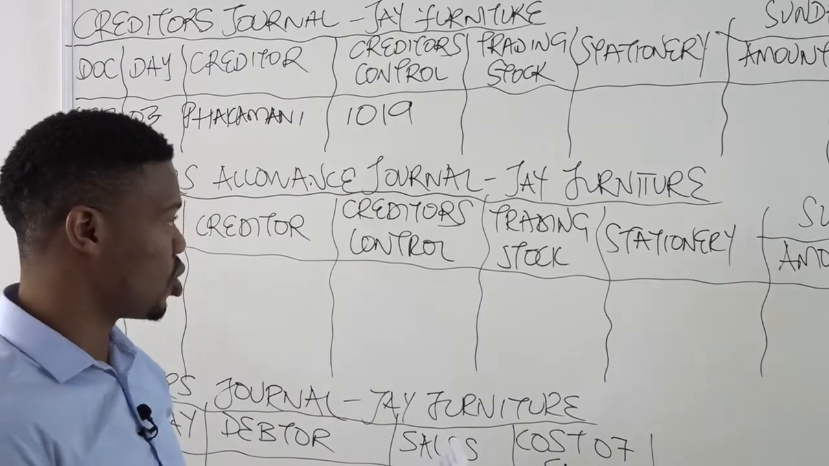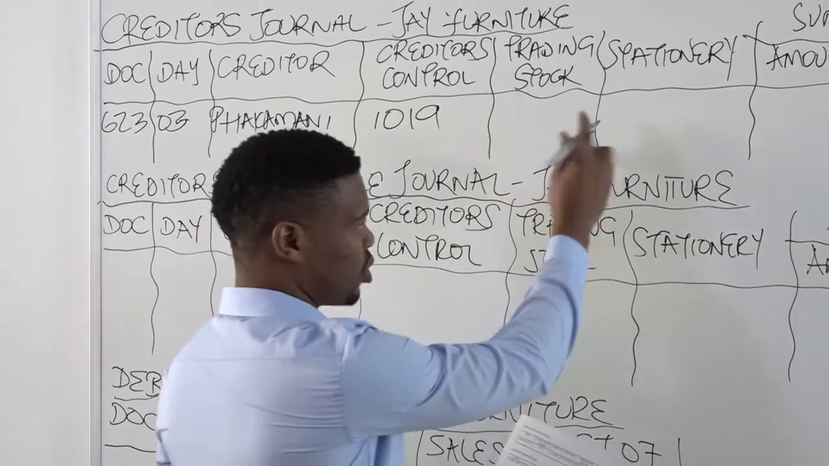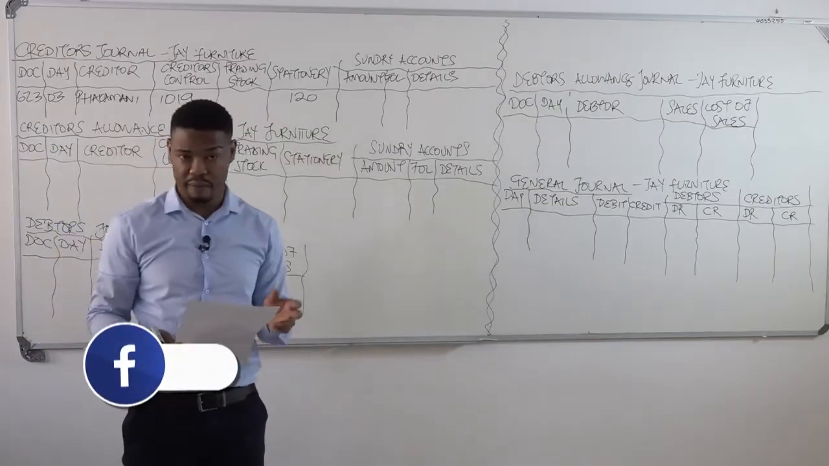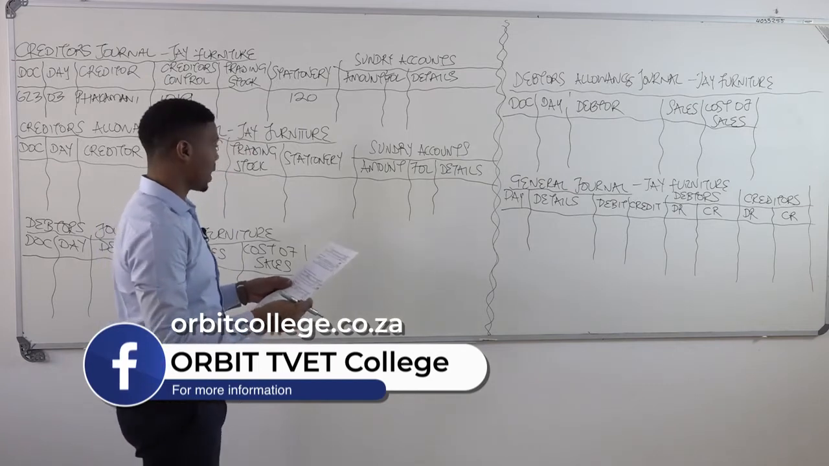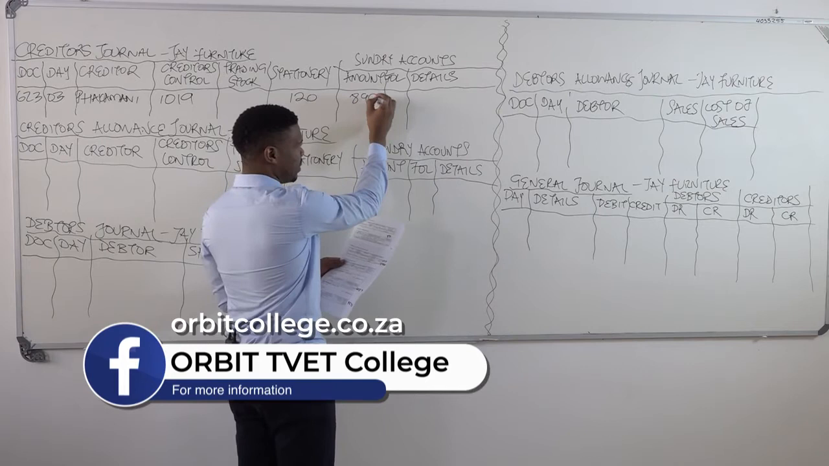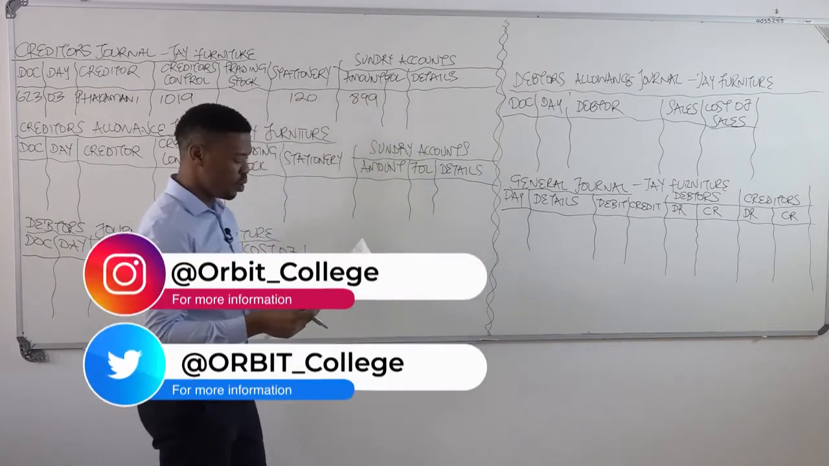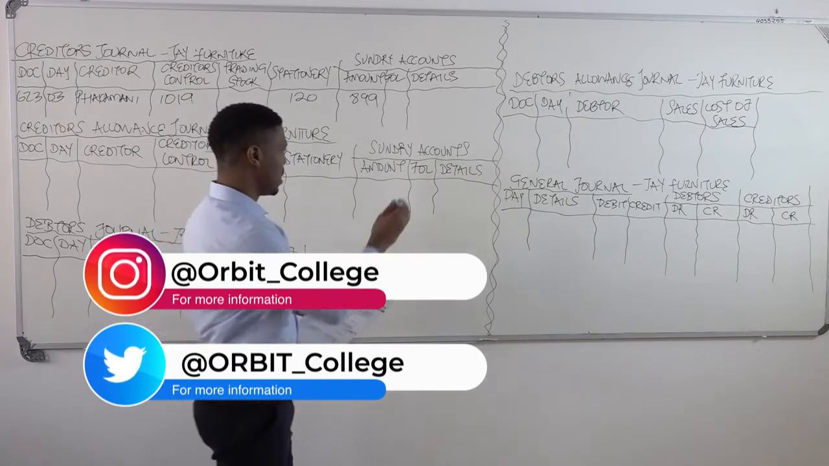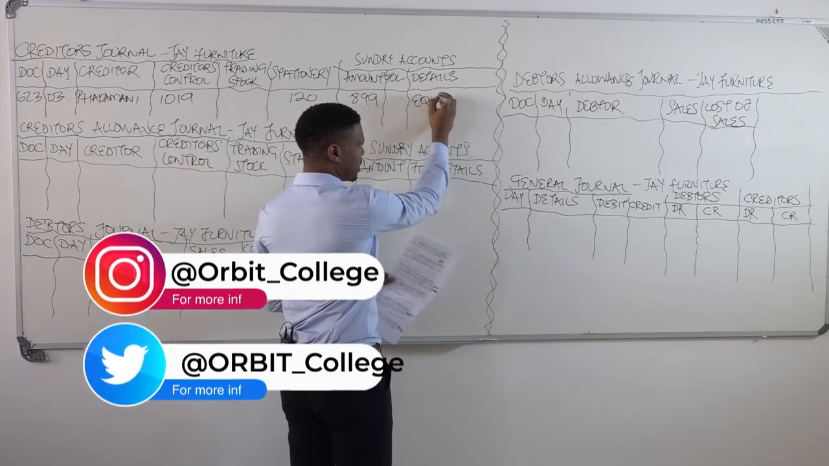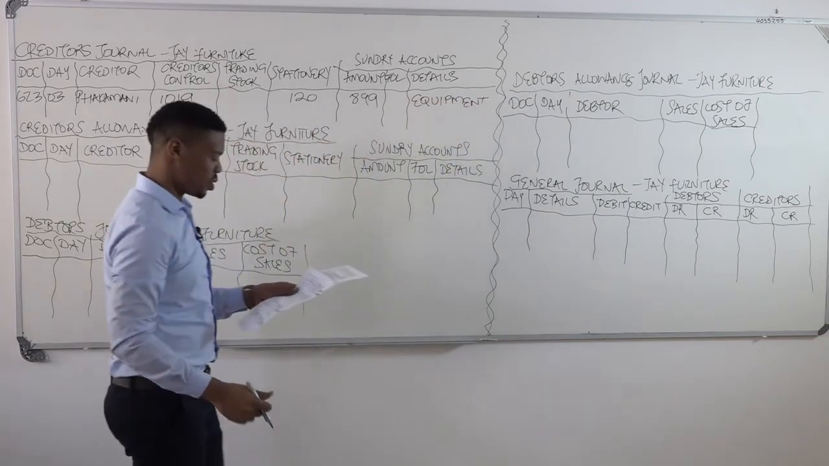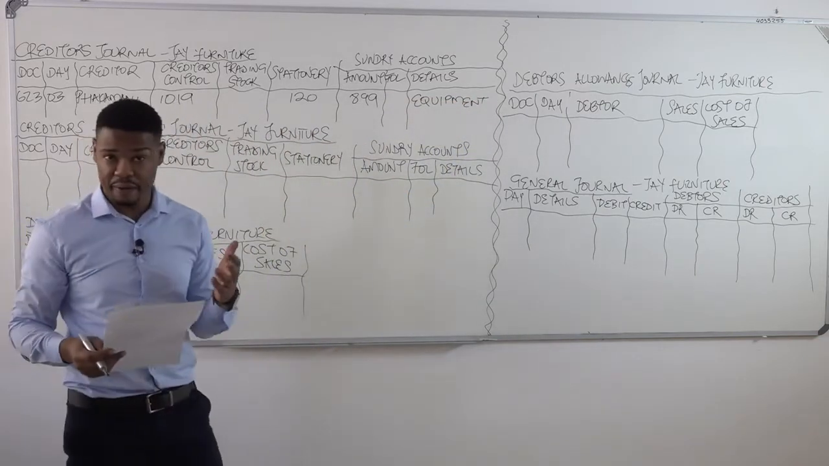So we'll take the 120 for stationery, skip the trading stock column, 120 for stationery, and your printer, which you have bought from the same company with the same credit invoice, will go under sundries, 899, and that will be a printer, which is classified in accounting as your equipment. So we'll write the details there as equipment.